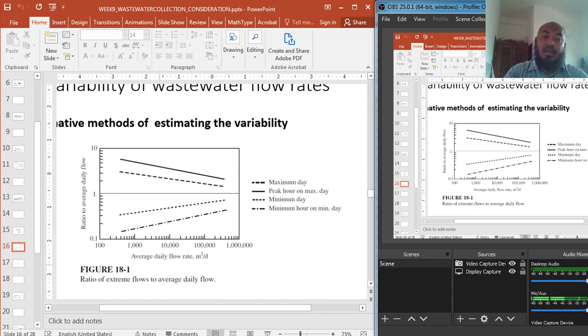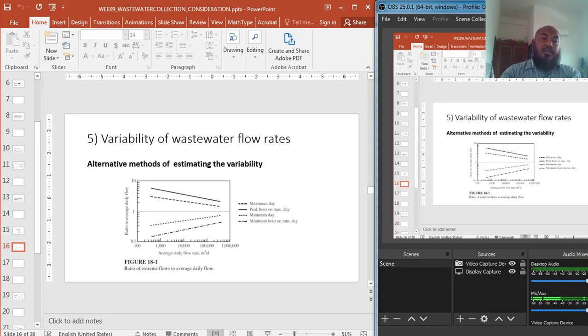For example, we have a daily flow rate, let's say 1000. Now you go to here, and you can see this is the minimum hour or minimum minutes per day, and you hit this one, it will be the minimum day, and you hit this one, the maximum day, or you hit this one, it will be the peak hour on maximum day, etc. We can estimate from this.